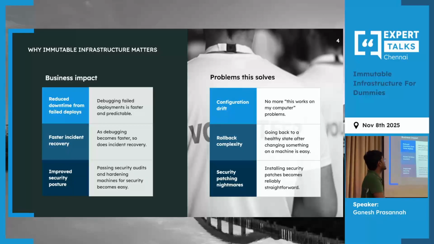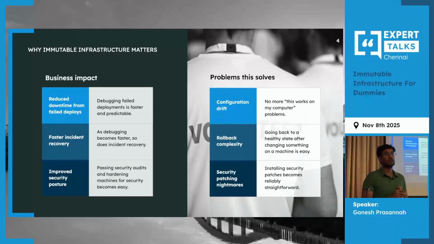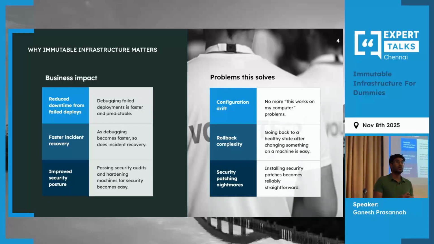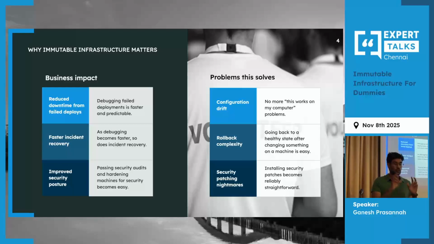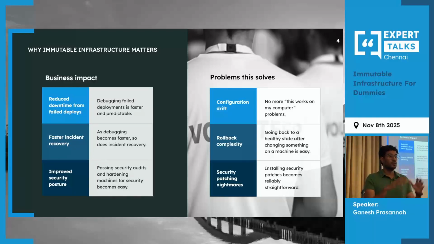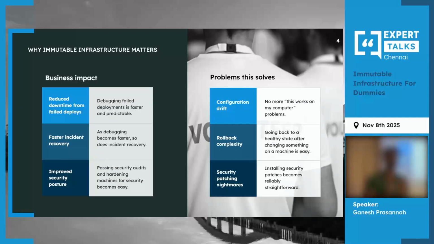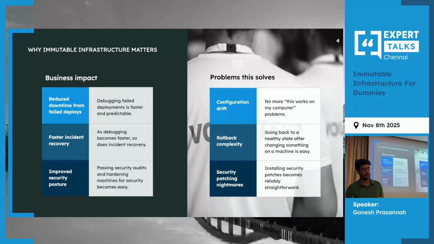The business impact is reduced downtime from failed deploys. So when something goes wrong, because you have immutable infrastructure, you know what's on a machine. The idea is you write a piece of code and that tells you what's on that machine, instead of having to SSH into it and then looking at version numbers, logs, etc. Right.